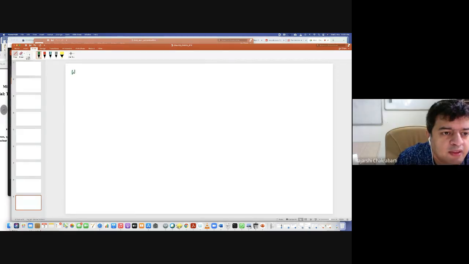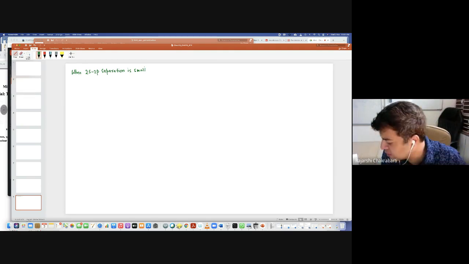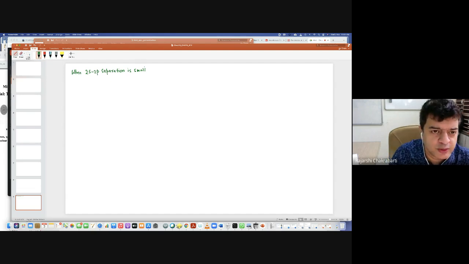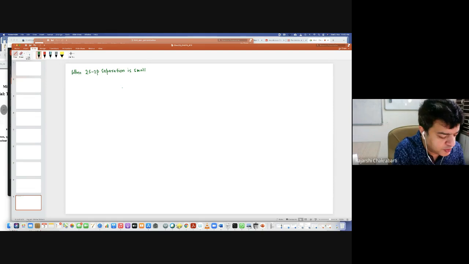So when the 2s to 2p separation is small, we'll only talk about the valence electrons. 1s is a core electron, so we'll not consider it. We'll consider 2s onwards. So what is the sequence of MOs if you have a small separation? This happens in the case of lithium, beryllium, boron, carbon, like this. So in that case, what is the order?